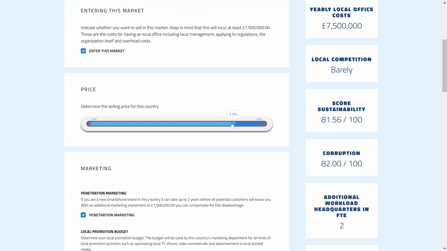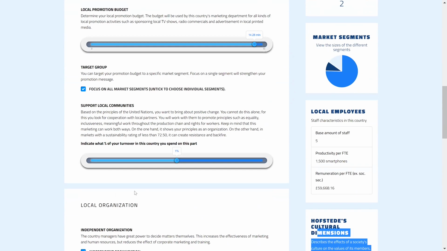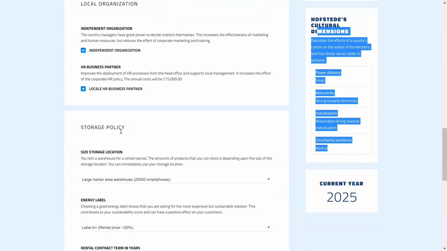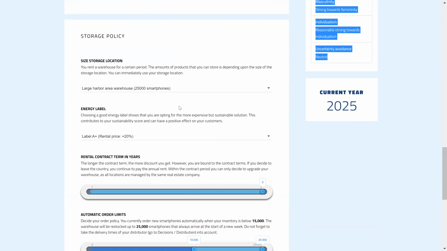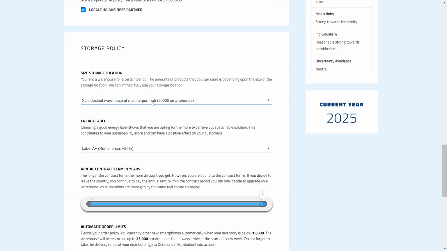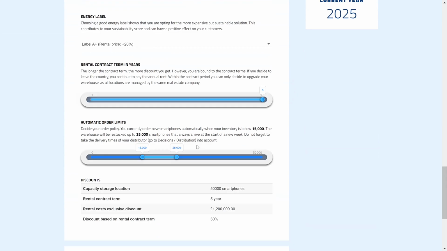Then for the decisions, you have to set up your sales price. There are some marketing options for this country, HR options for this country, and then your inventory management. First, determine the size of your warehouse in that country. That determines what the maximum inventory is, of course. So let's pick a large one, 50,000. Then below here, we set the reorder point. This is how much of my warehouse would I like to use? Well, let's use the full warehouse, I would say.